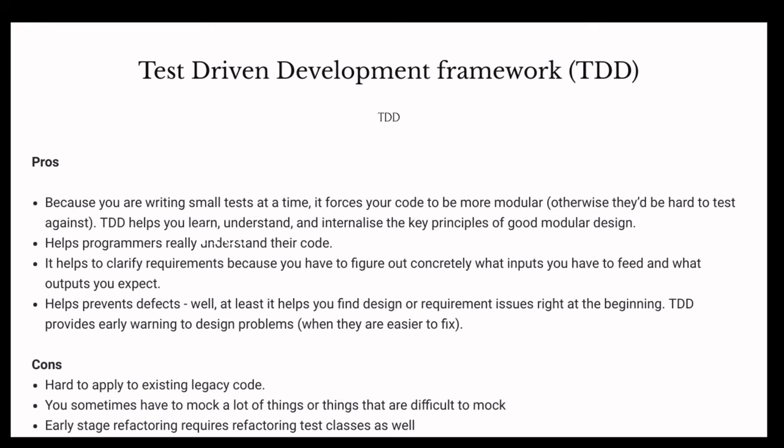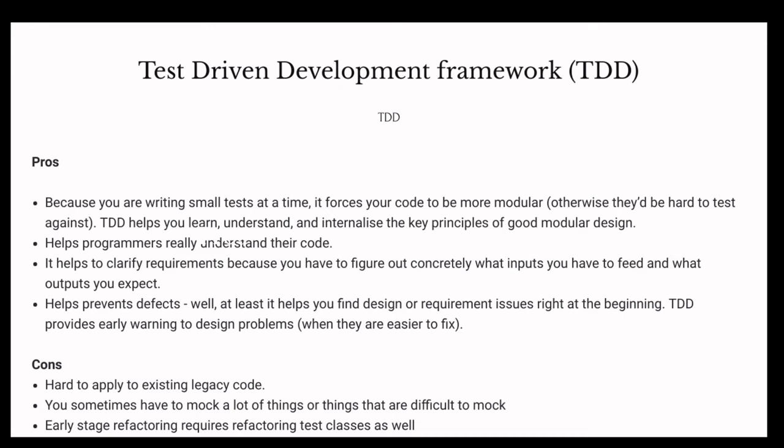There are certain disadvantages also. It's very hard to apply the TDD approach to existing legacy code, because you don't have unit test cases. Your code was already there, so it's a big hassle to use the TDD approach in your legacy applications. If your application is new, if you are creating your application from scratch, then it's very good.